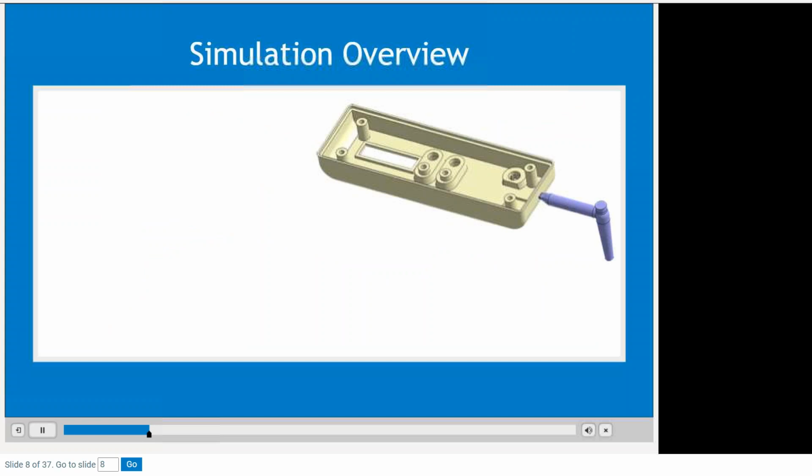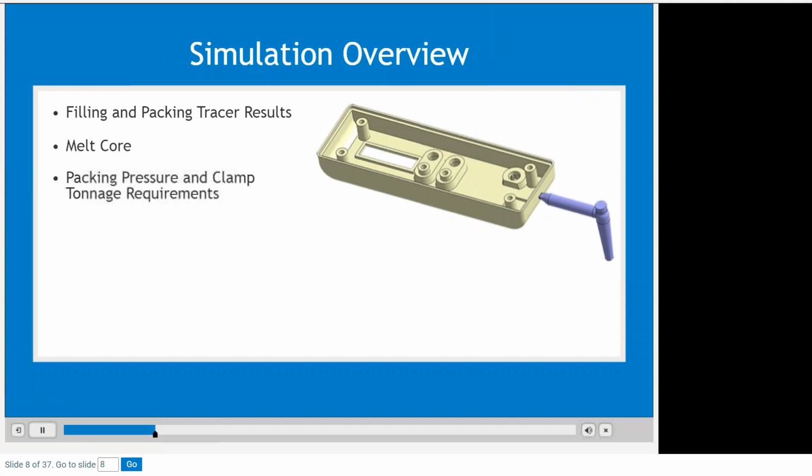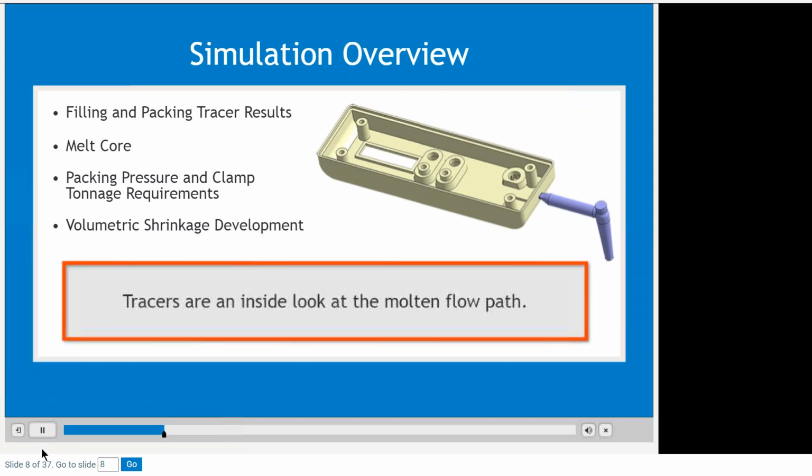In this lesson, we will analyze the packing behavior of the sample part by looking at the filling and packing tracer results, melt core, packing pressure and clamp tonnage requirements, and volumetric shrinkage development. As a reminder, tracers are massless particles that move during filling and packing and show the preferred polymer flow direction. Tracers are an inside look at the molten flow path.